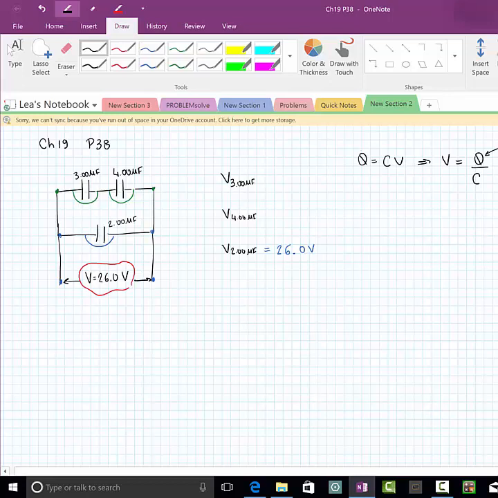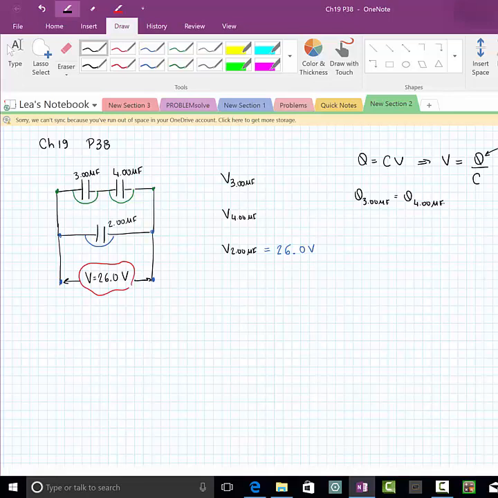Now, to get this charge, remember that these 2 capacitors are in series, so the charge that is in one capacitor has to be the charge in the other one, otherwise we wouldn't have found this equilibrium point. Now, if we didn't have the same charge for 3 and 4, the charge would still be moving. Okay, so we know that the charge for the 3 microfarad capacitor is equal to the charge for the 4 microfarad capacitor.